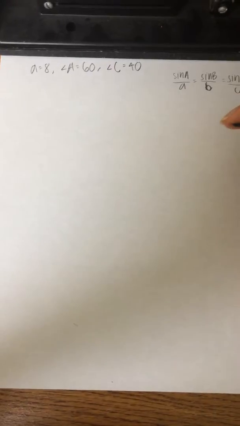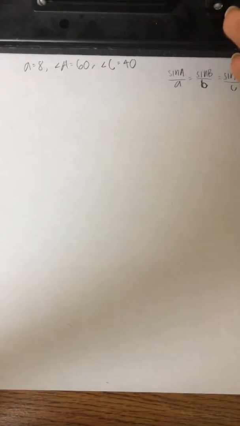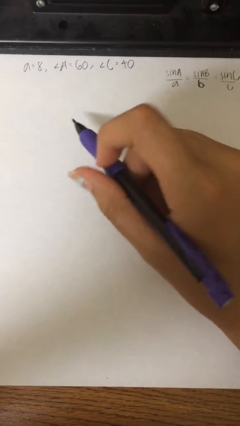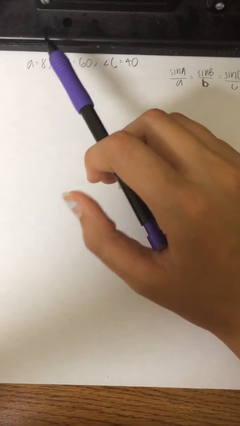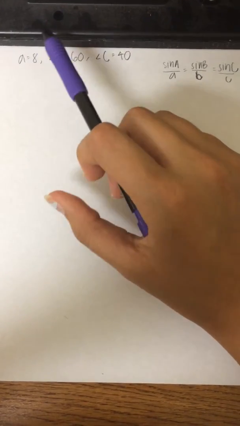Now, for law of sines, you have to draw a triangle. They're not going to be drawn to scale. They're going to be oblique triangles; they can't be right triangles. So in this case, it gives you side A, angle A, and angle C.